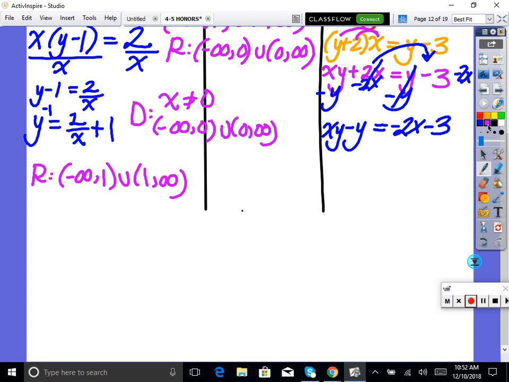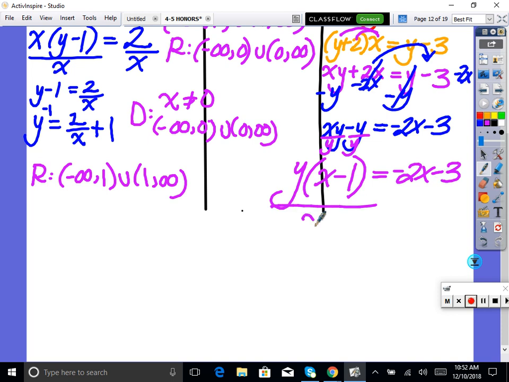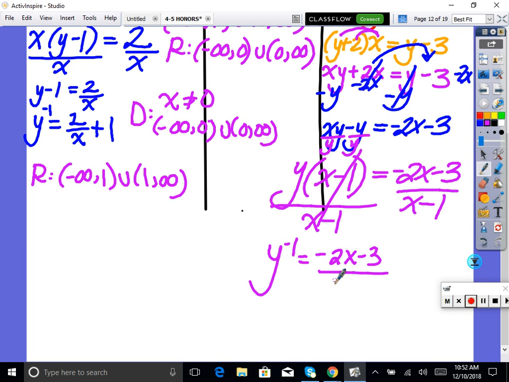And now look, because everything has a y, I can pull out a y. Divide by y, divide by y. So then left is x minus 1. Don't just say x minus nothing, because that's a 1. And that's equal to negative 2x minus 3. So now to get y alone, divide by x minus 1. So don't forget how to do that. So there's your inverse. y inverse is negative 2x minus 3 over x minus 1.